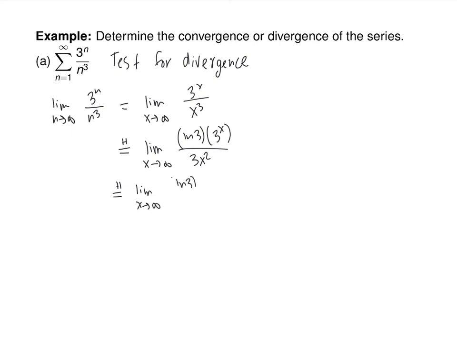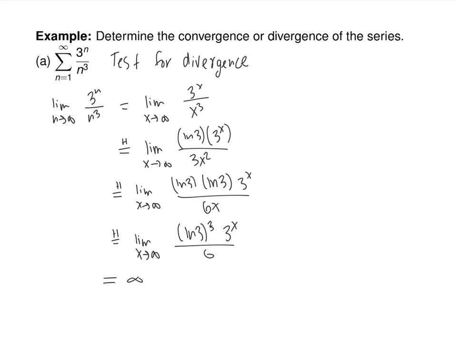So ln 3 times ln 3, 3 to the x over 6x. And one more time, still infinity over infinity, do it again. You can see we're going to have ln of 3, the quantity cubed, times 3 to the x over 6. And that numerator goes to infinity, the denominator is 6. Infinity divided by 6 is still infinity. And thus, this series diverges by the test for divergence.